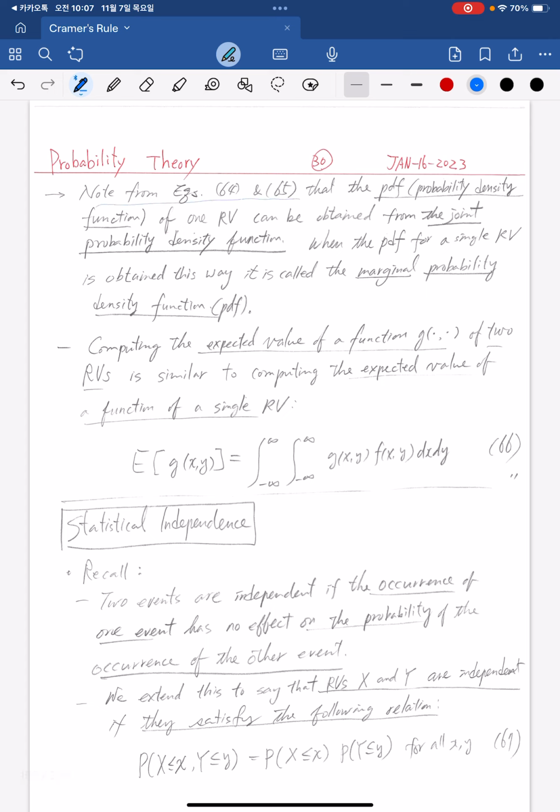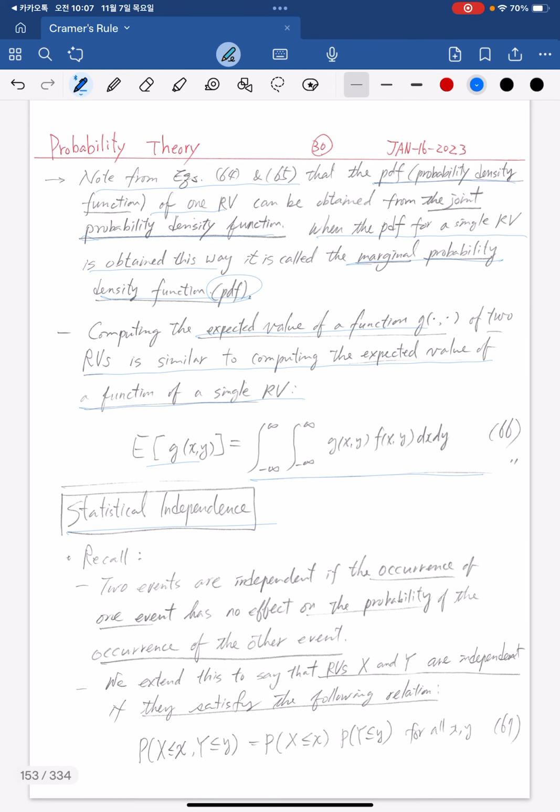Note that equation 61, 65 that the PDF of one RV can be obtained from the joint probability density function. When the PDF for a single RV is obtained this way, it is called the marginal probability density function. Computing the expected value of function g of two RVs is similar to computing expected value of a function of a single RV.